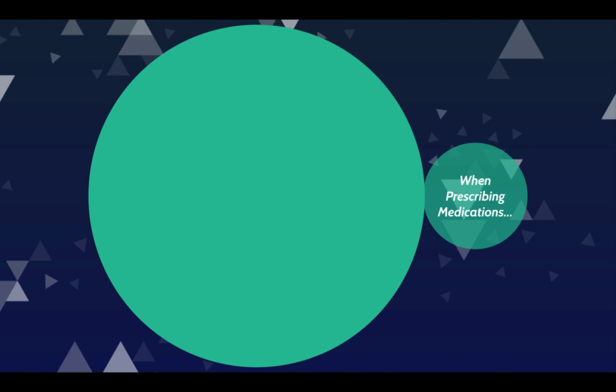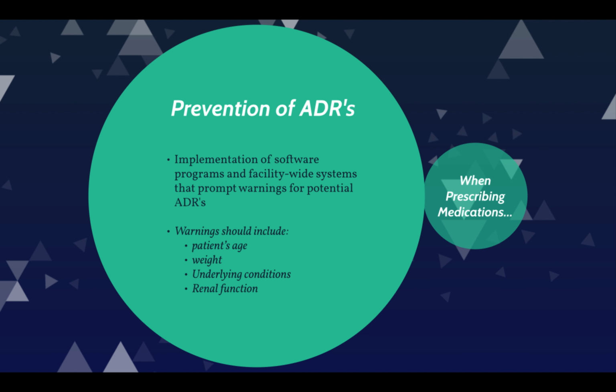So how do we prevent adverse drug reactions? One of the ways that we can prevent them is the implementation of software programs and facility-wide systems that prompt specific warnings for potential adverse drug reactions within patients. Some of the warnings that should pop up or should be prompted would include a patient's age, their weight or BMI, any underlying medical conditions they may have, and of course the patient's renal function, specifically if they have impaired renal function.